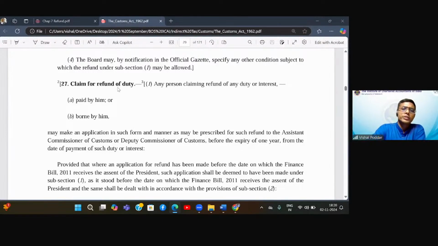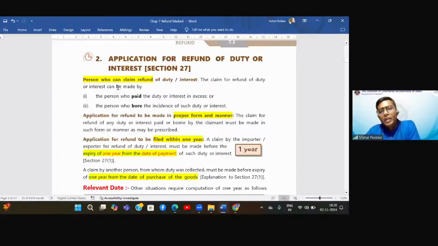So our module first starts with the application part, that is the procedure of claiming the refund. And then we'll go to section 26 and 26A, which deals with what type of duties can be refunded. I hope this whole thing is clear. So you now have a broad idea of what we are going to study in this.